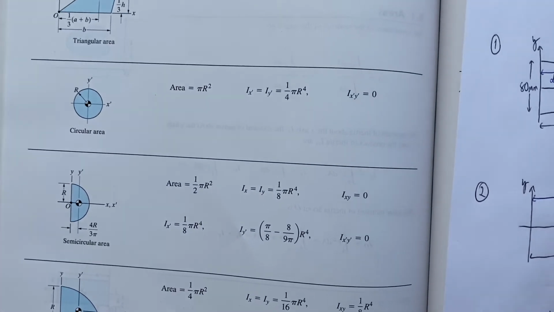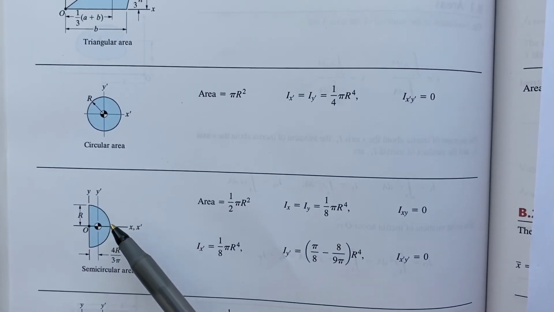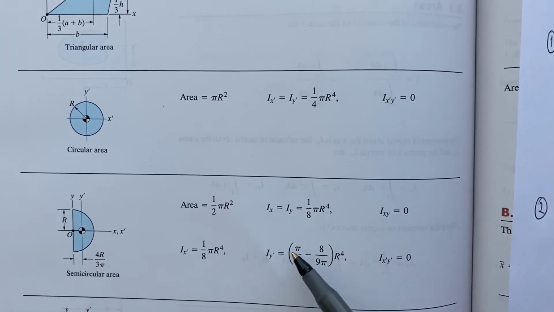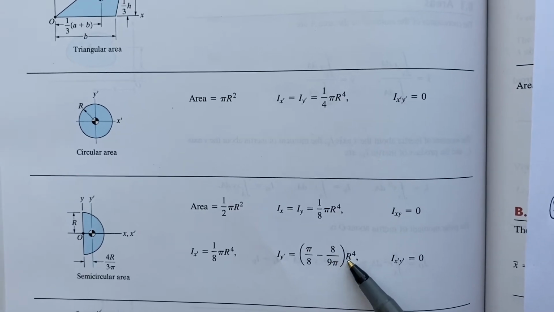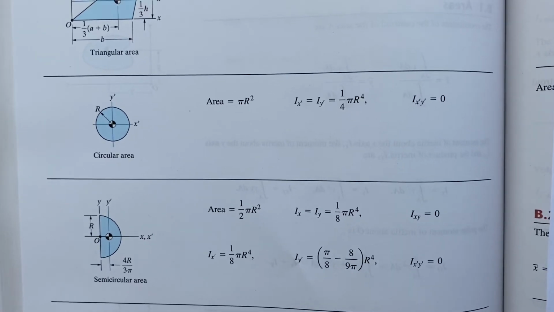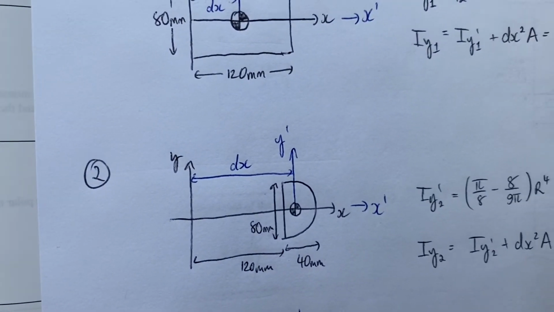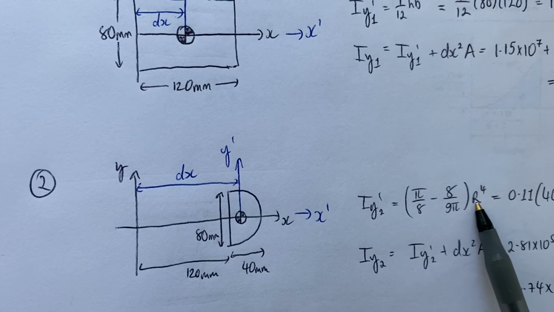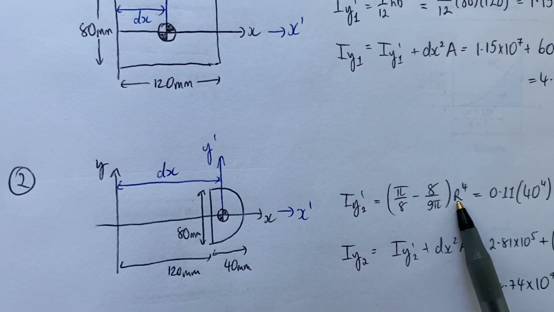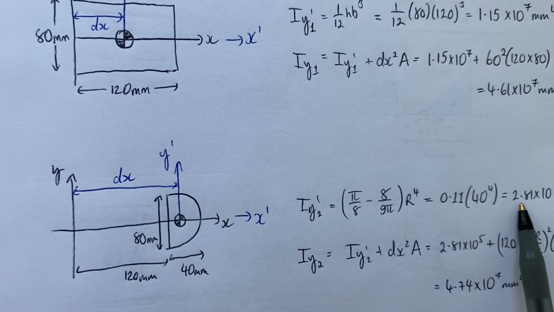I need the moment of inertia about the y-axis, and that's going to be given by this formula here, so some constant based on pi multiplied by the radius to the 4. So that's what I have over here, look. That constant based on pi multiplied by the radius to the 4. The radius is 40 mil, so therefore I can calculate this number.